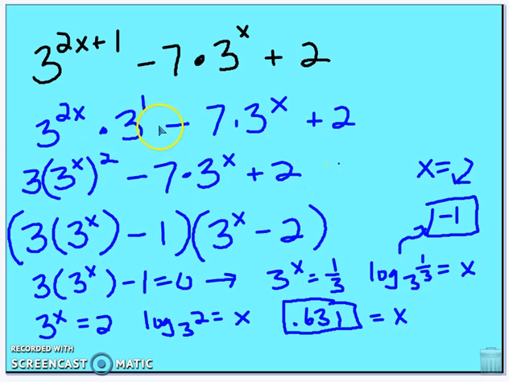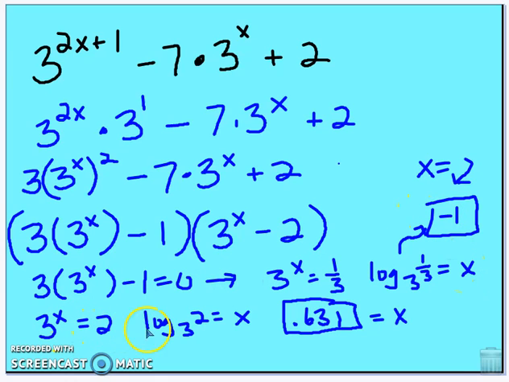Now we're in a similar situation to the one we were in before with the prior example. 3 times 3 to the x minus 1 times 3 to the x minus 2, factoring these. Using my zero product property to solve, 3 times 3 to the x minus 1 is equal to 0. 3 to the x is equal to 1/3. Change of base formula, log base 3 of 1/3 is equal to x. X ends up being equal to negative 1.